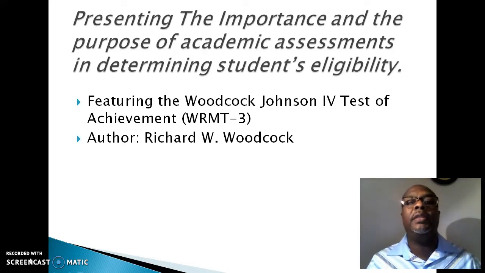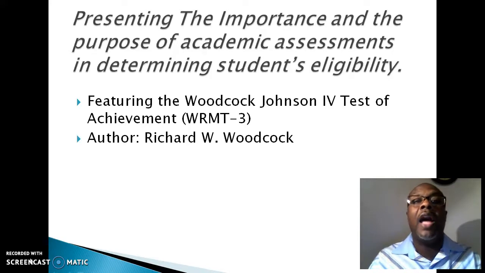The acronym is WRMT-3. Of course, the author is Richard W. Woodcock.